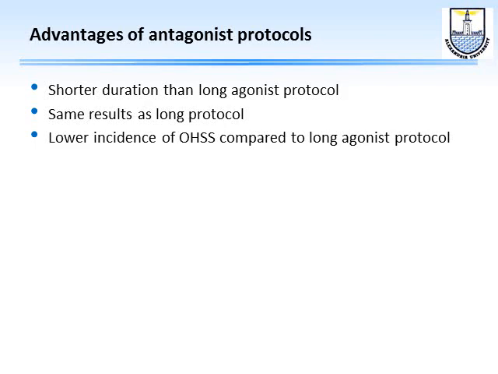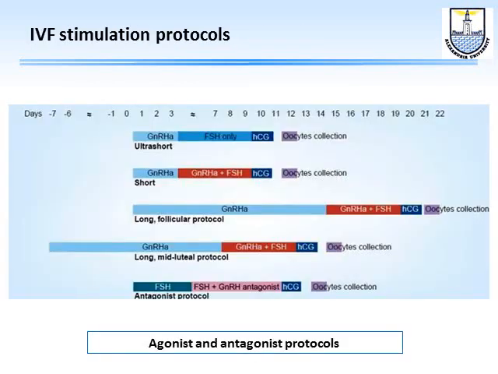So the advantages of the antagonist protocol will be that it is a shortened duration than the long agonist protocol. Obviously, it produces the same results as the long protocol concerning live birth rate, and it has a lower incidence of ovarian hyperstimulation compared to the long agonist protocol. So it's probably the preferred protocol for patients with polycystic ovary syndrome. And these are the agonist and antagonist protocols, as I said.